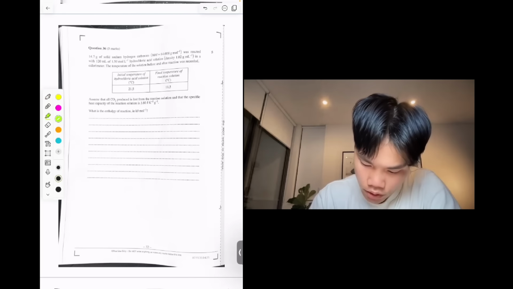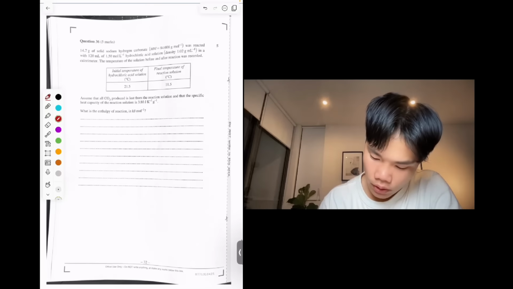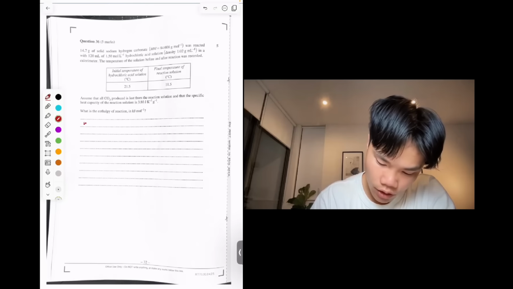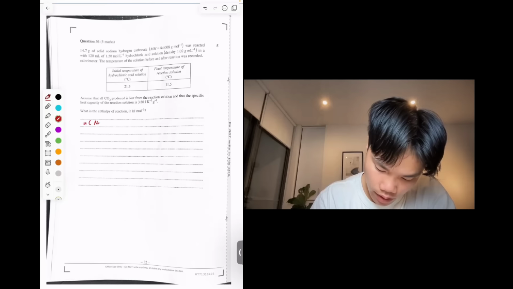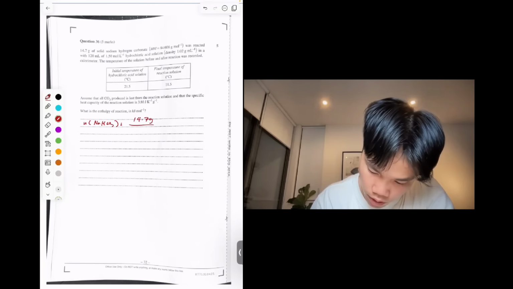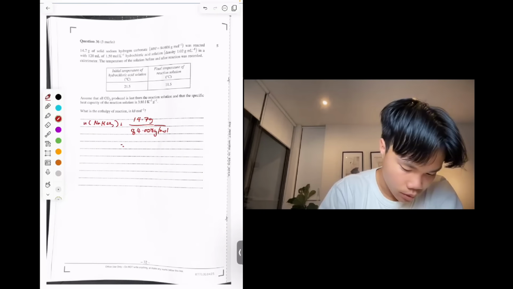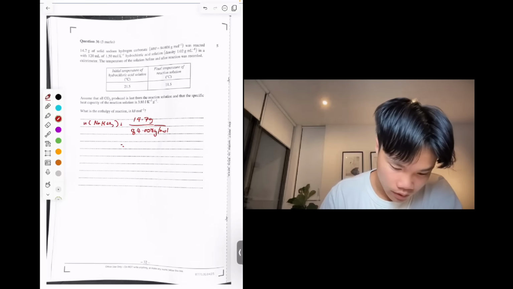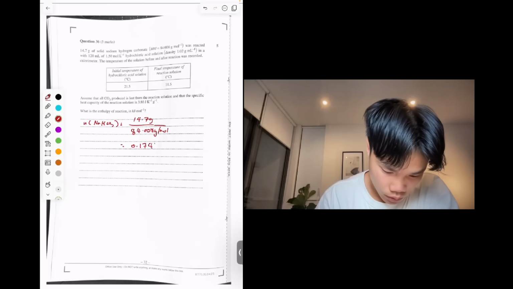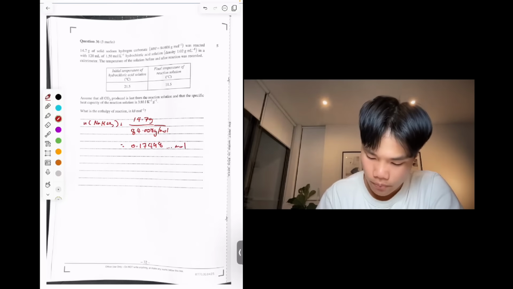First thing that's required is to find out how many moles actually reacted. And I think this is a case of a limiting reagent. So the first thing we'll find is the moles of NaHCO3, which is equal to 14.7 grams divided by 84.008 grams per mole. 14.7 divided by 84.008 gives you 0.17498 moles as your sodium bicarbonate.